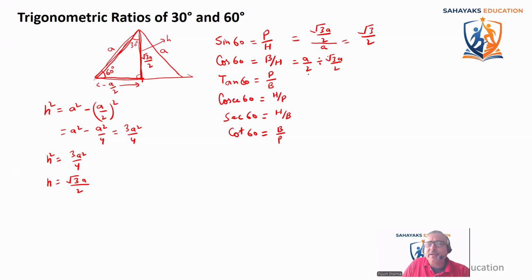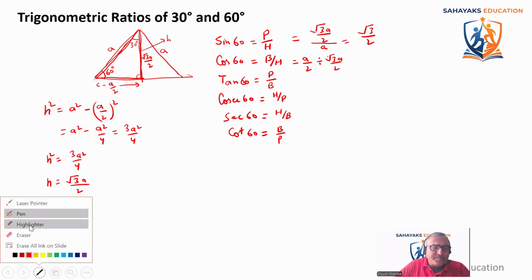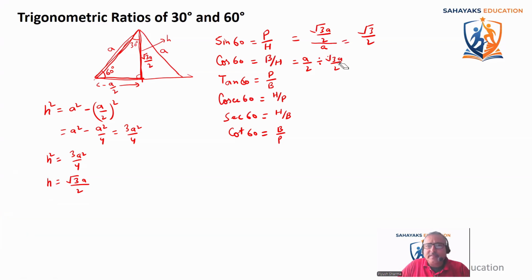So my mistake. This is a by 2 divided by a. If I've written it incorrectly, I'll just clear it up. So a by 2 divided by a comes out to be a by 2 multiplied by 1 by a. I can write it like this, and a will cancel out. It comes out to be 1 by 2.